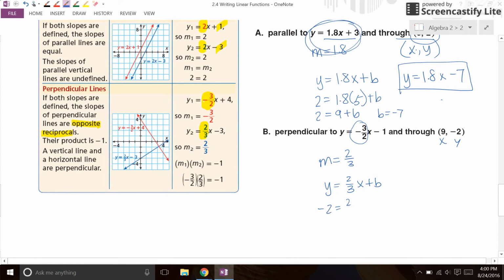-2 equals 2/3 times the x value, 9, plus b. That goes in pretty nicely. That's -2 equals 6 plus b. Subtract the 6 over. b is -8. And lo and behold, y is 2/3 x, the slope that we needed, minus 8, the y-intercept we found when we went through that point.